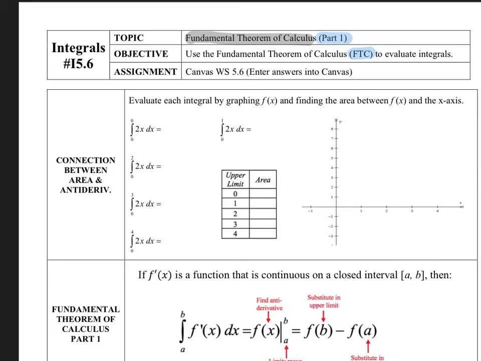So far in this unit, you've seen an integral as a representation of area, and you've also seen it as a representation of an antiderivative. What we'd like to do in this section is bridge those two worlds together and show you how they're connected.